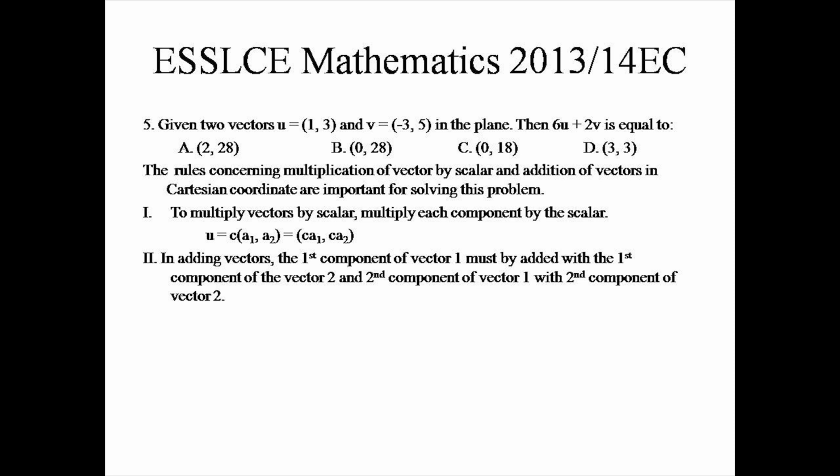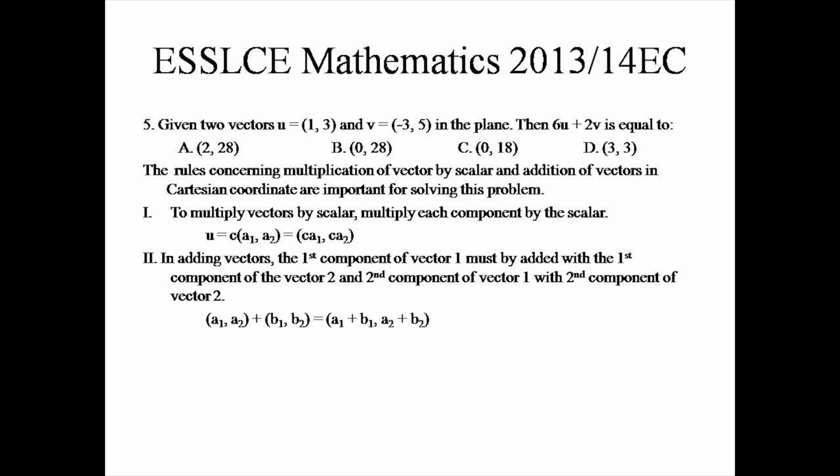If u is equal to the scalar c times (a sub 1, a sub 2), then the constant c has to be distributed to the terms inside the bracket. So the result will be (c times a sub 1, c times a sub 2). In adding vectors, the first component of vector 1 must be added to the first component of vector 2, and the second component of vector 1 with the second component of vector 2. If (a sub 1, a sub 2) is the first vector, and (b sub 1, b sub 2) is the second vector, then their sum is (a sub 1 plus b sub 1, a sub 2 plus b sub 2).